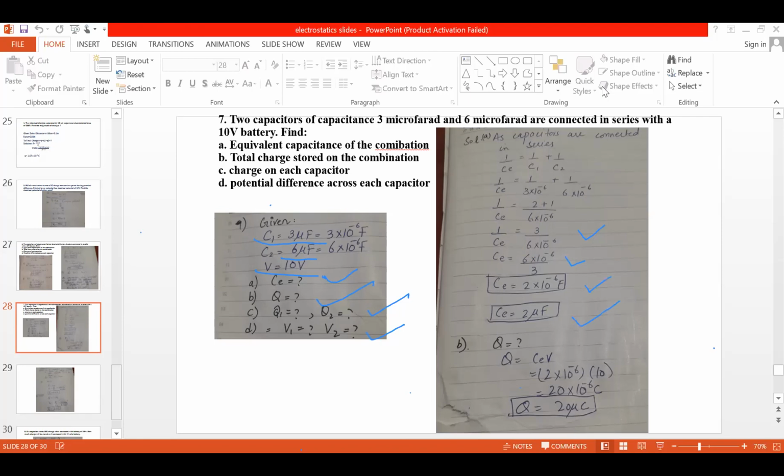Now we have to find out the charge. So the total charge is Q is equal to CEV. Put the value of CE over here. We know the voltage is 10. Multiply them, and you will get the answer 20 microcoulomb. This is the total charge.